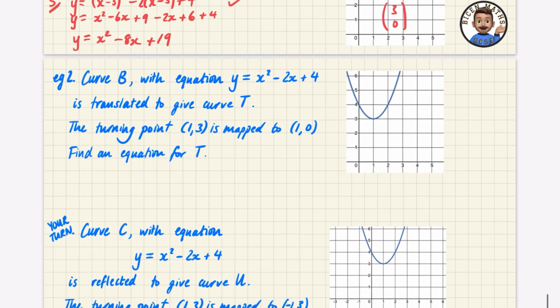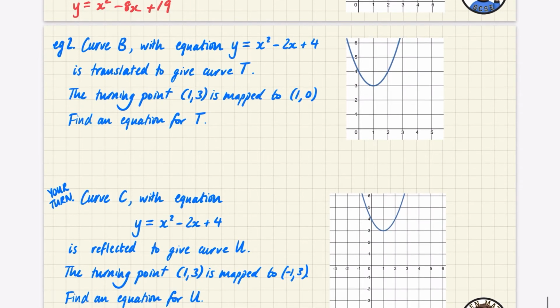Okay, another one that we've got says curve B with this equation is translated to give curve T. The turning point (1, 3) is mapped to (1, 0). So this turning point (1, 3) is now going to be mapped to (1, 0). I don't really need to draw the whole curve, but it would look something like this. Clearly it has moved 3 spaces downwards. So if the original one is f of x, and it's moved downwards, the new one is going to be f of x minus 3.